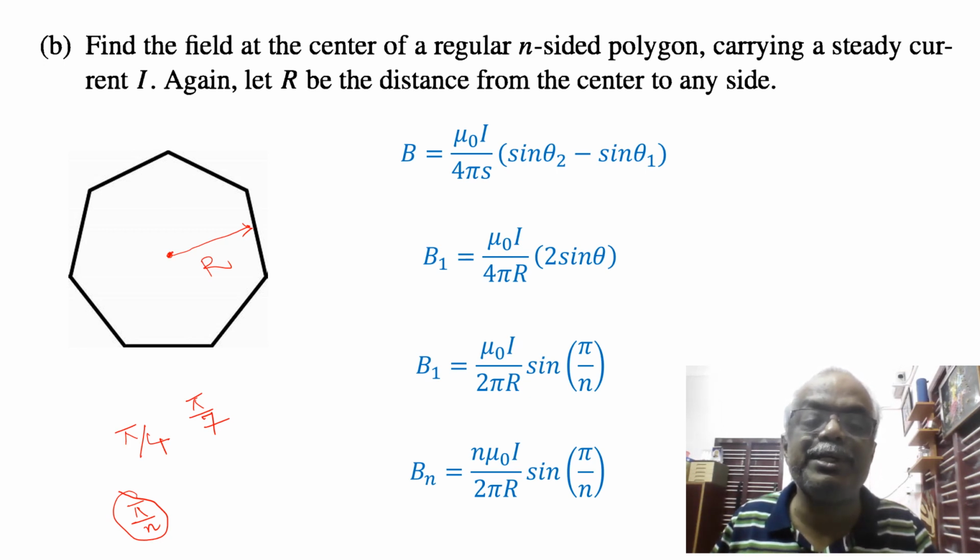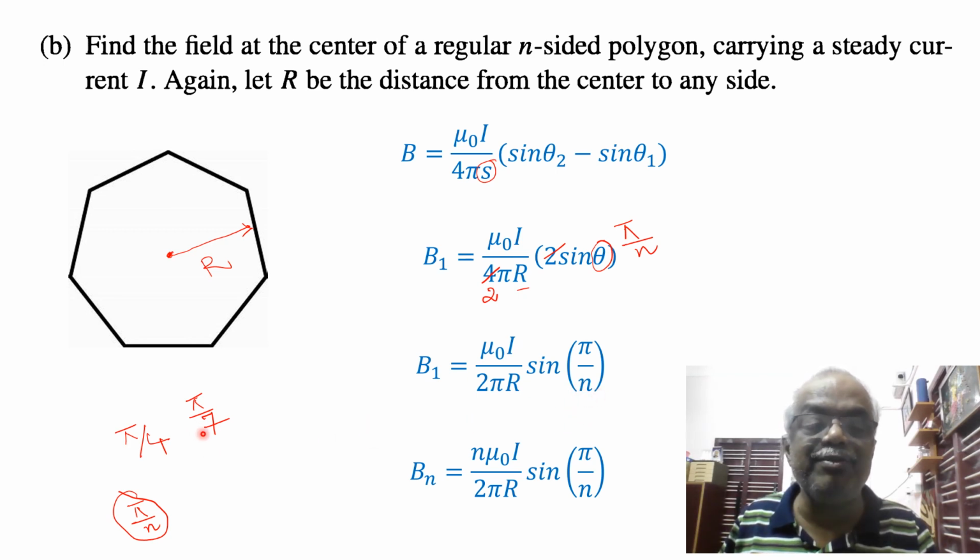So now you replace s by r. This is as usual. Just as in section A, theta 1 and theta 2 are equal with a negative sign, so this can be written as 2 sine pi. We have seen earlier for the square, with 4 sides, the angle is pi by 4. If it is n sides, this angle is pi by n. That is very important. I have cancelled this 4 with this 2, so this will become 2. So now we got B1, which represents one of the sides, the magnetic field due to one side, equal to mu naught I over 2 pi r sine pi divided by n.